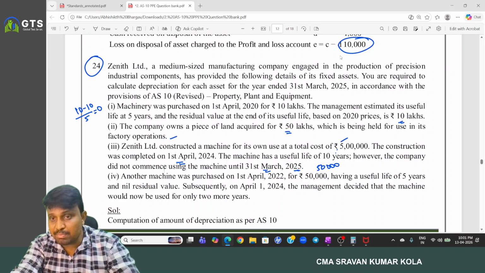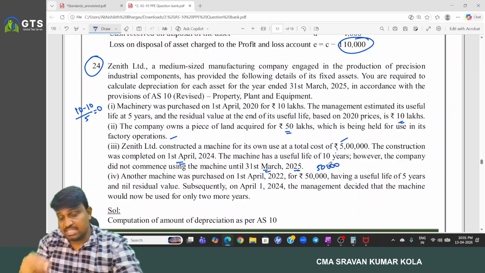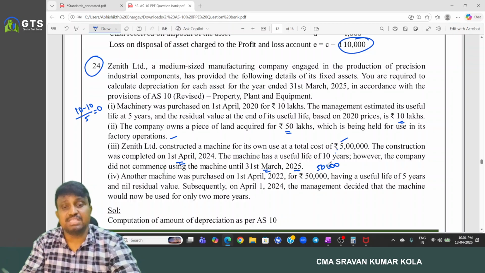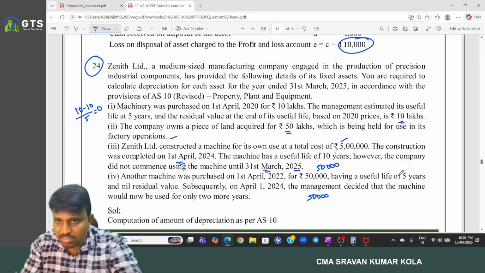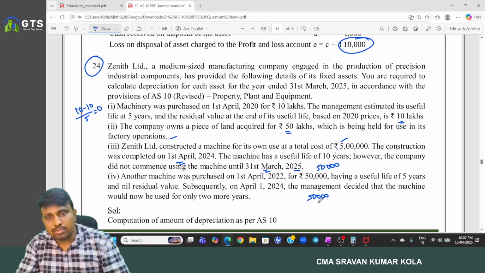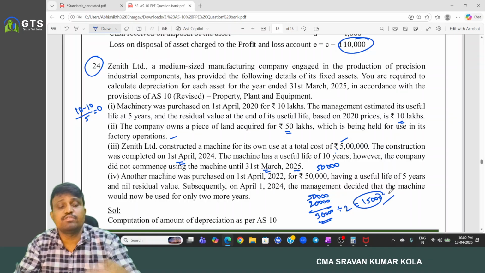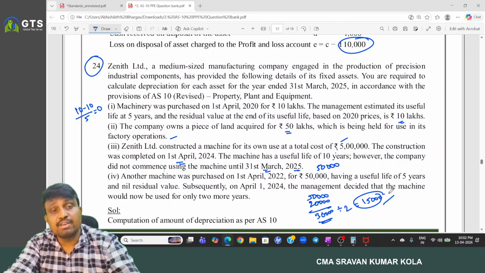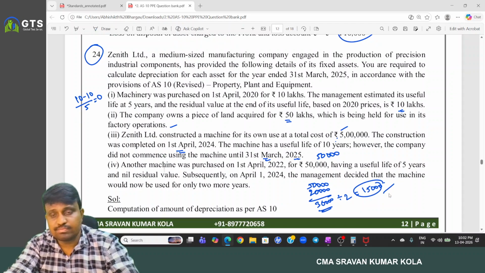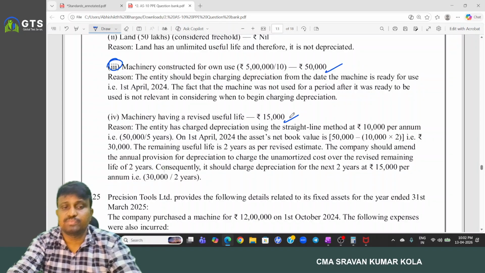Another machine was purchased on 1st April for 50,000, having a life of 5 years and nil residual value. Subsequently, on 1st April 2024, the management decided the machinery would now be used for only 2 more years. In case of a change in useful life, first calculate the book value. 50,000 by 5 is 10,000 per annum. How many years? 2023, 2024, 2 years. So 20,000. What is the book value? 30,000 is the book value. And the revised life is another 2 years. So the depreciation per annum from now onwards is 15,000 per annum, that is, the revised book value divided by the remaining useful life. This is the one.